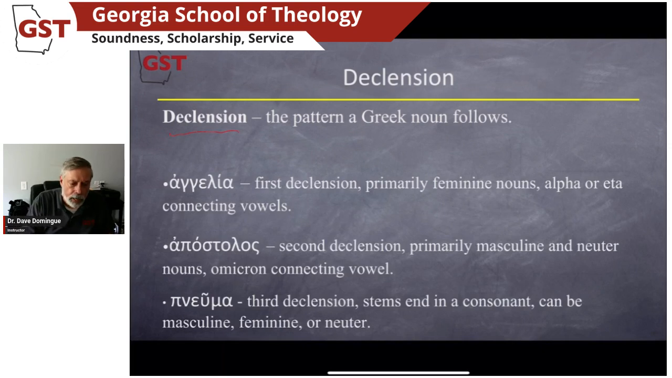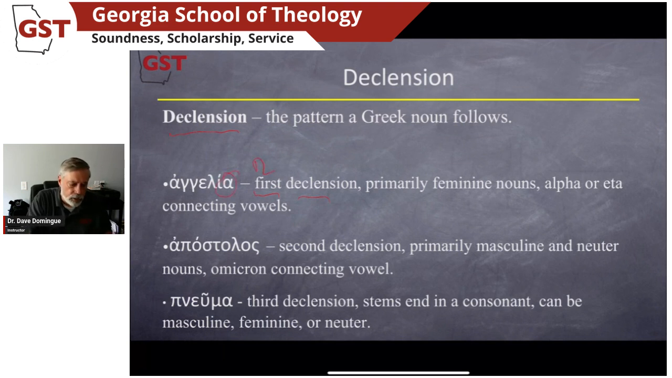There are certain patterns for words. Feminine words follow a specific pattern in their declension, in their case endings. They'll have a different pattern for the case endings, and they fit in what's called the first declension. So basically, that's nothing more than a pattern for feminine words, like angelia. They're first declension words. They're feminine words, and there are some exceptions, some masculine, and they will end with an alpha or an eta.